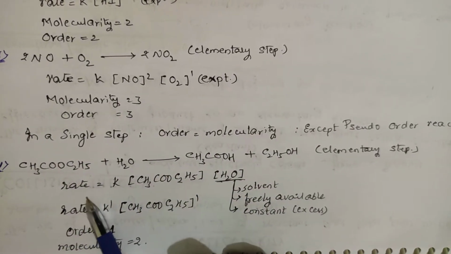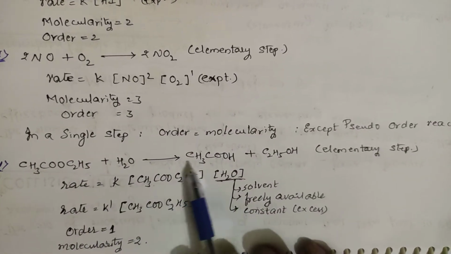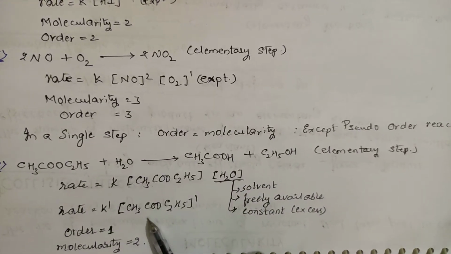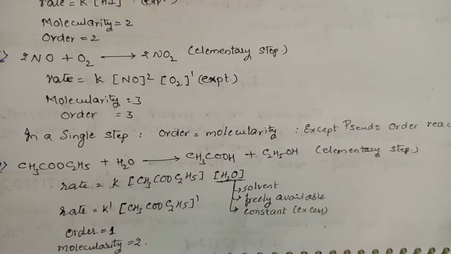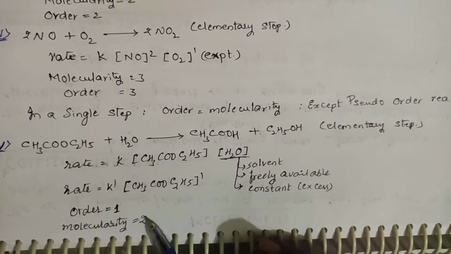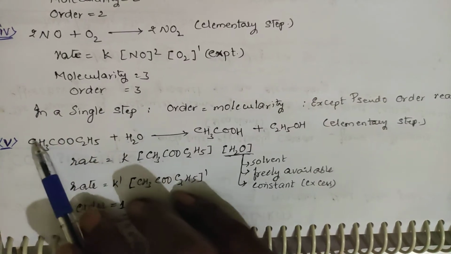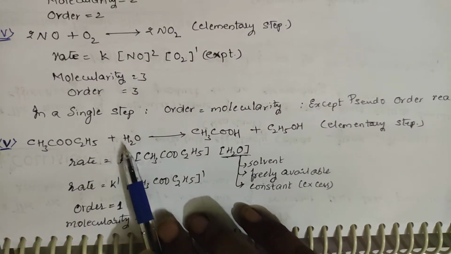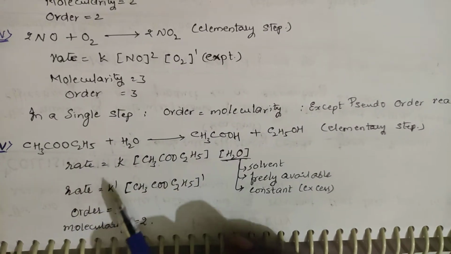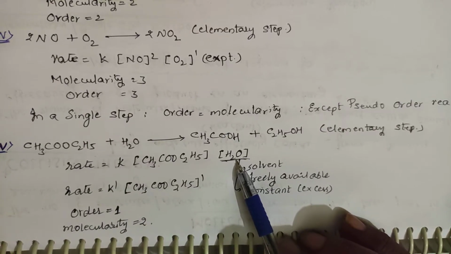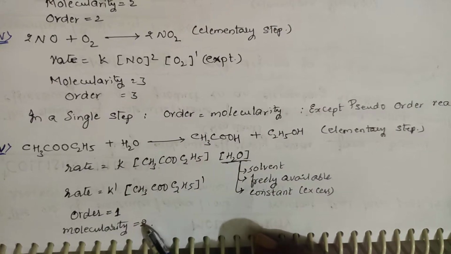So in writing the rate, we take K times the concentration of this one. H2O will not be taken into consideration. So rate can be written as K into CH3COOC2H5. Now, what is the order? Order is only one. What is the molecularity? Here two are there. How many molecules are involved in the elementary step? Here one, and this one one. One water molecule is taken into consideration, but the speed is not decided by the water. That's why molecularity is 2.